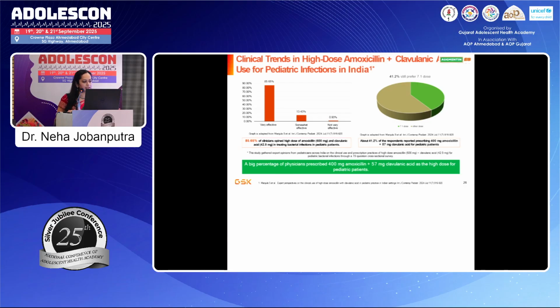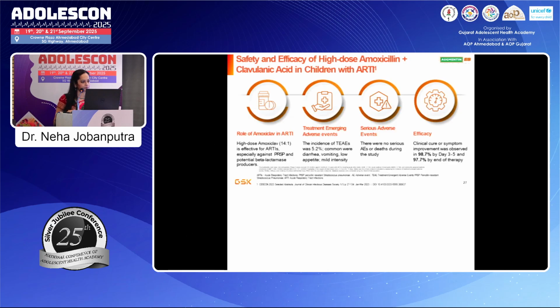A big percentage of physicians prescribe 400 mg of amoxicillin to 57 clavulanic acid as the high dose for pediatric patients. So 41.2% still prefer the 7:1 dose, while the others are gradually adapting to using 14:1.